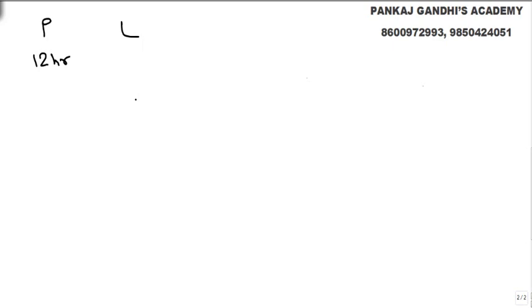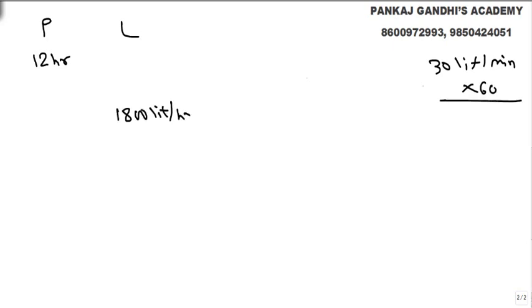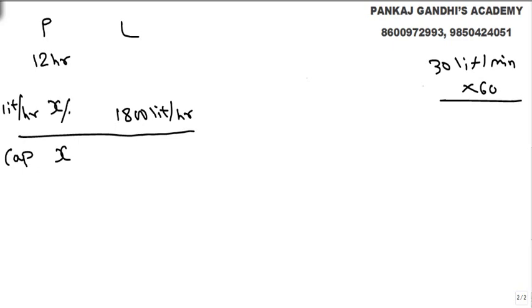The method will be: pipe alone can fill the tank in 12 hours. Leakage empties 30 liters per minute, so per hour multiply by 60. Leakage is 1800 liters per hour. And together they fill the tank in 16 hours. So simply let's say capacity is X liters.